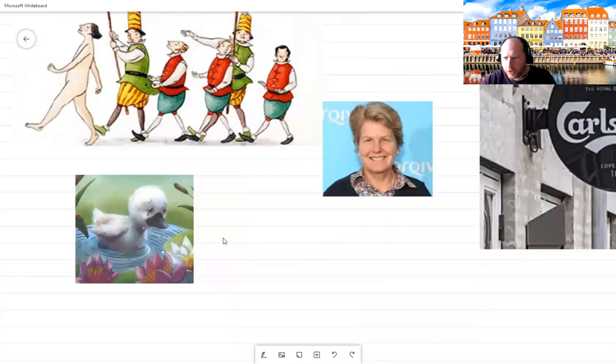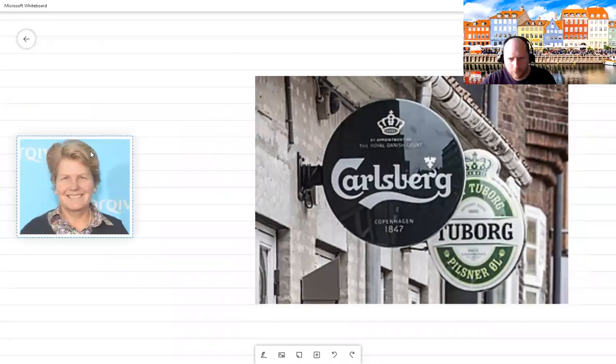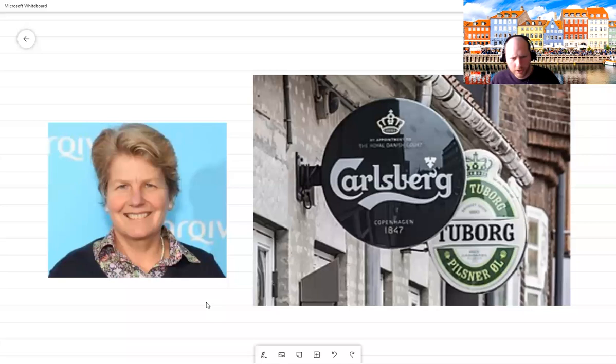Here we go. We've got Sandi Toksvig here. She is Danish. I was racking my brains to think of famous people from Denmark, and I ended up with Sandi Toksvig, who some of you may know from the Great British Bake Off. I believe she's a presenter on there.